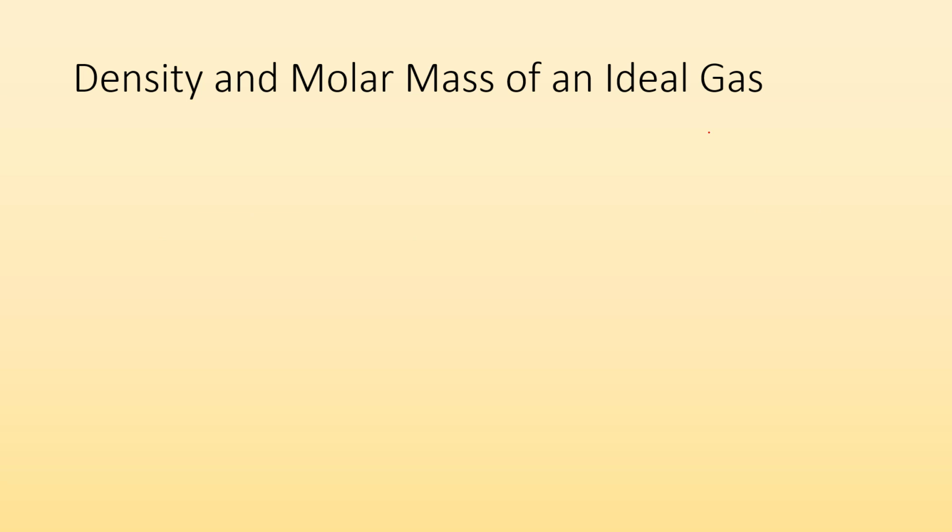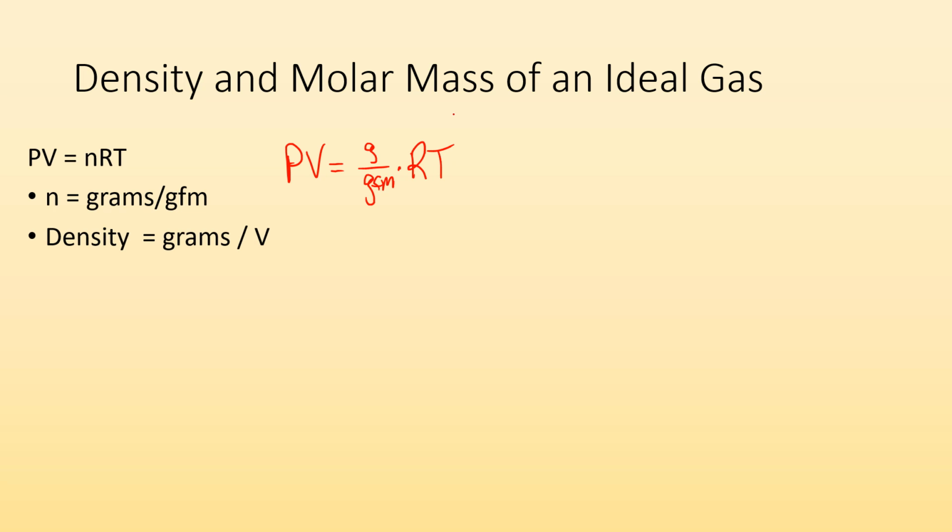So let's get going. So we know PV equals nRT, right? That's the ideal gas equation. We also know that the number of moles is equal to grams divided by GFM. So if we were to plug in grams over GFM for n, we would get PV equals grams over the GFM times RT. Now we know density is going to be grams per some volume.